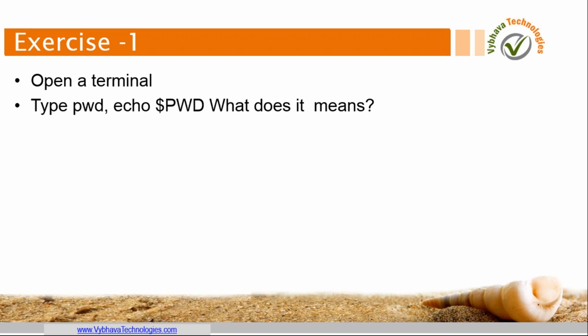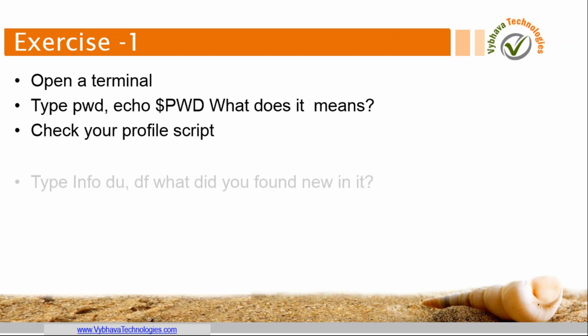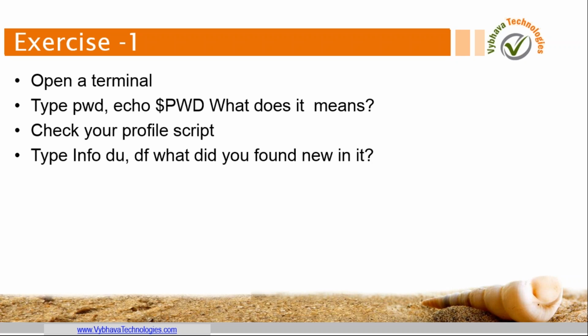Okay, and this is an exercise for you. You try to work it out. Just open a terminal and type pwd, and type echo $PWD. What does it mean, and try to understand how we can make it into a script. Check your profile script, what profile you have in your project, in your development, in your production, understand that. And then type info on the du command and df command, what you will find new in it, what the options are, read it. We'll make a script in the next session when we talk about shell scripting.